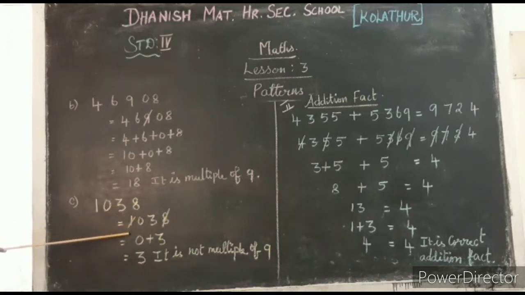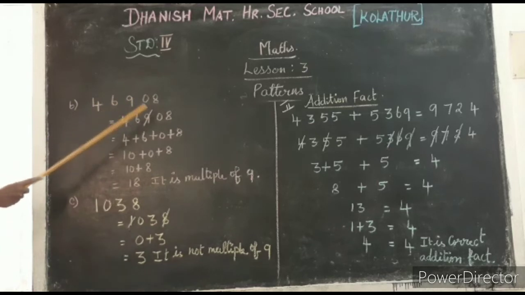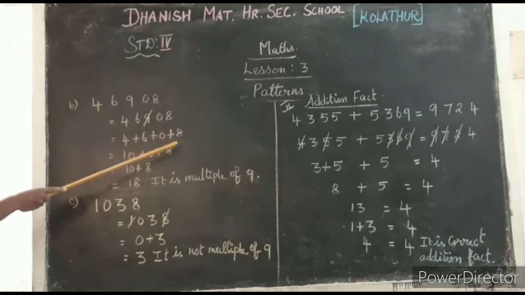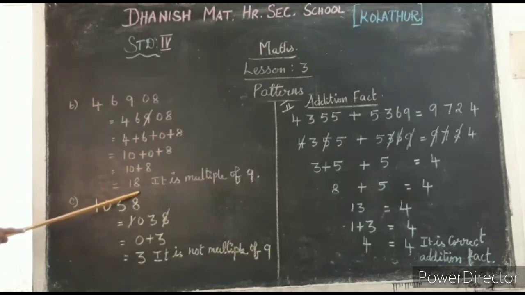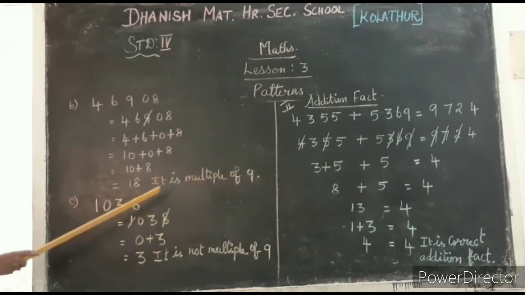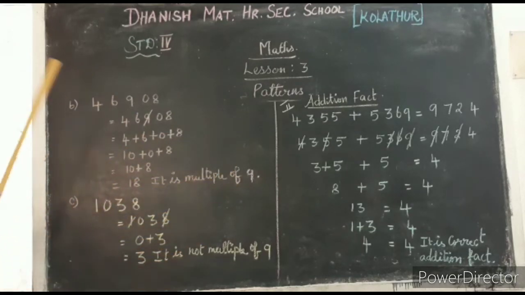So if you cut 1 and 8, the remaining numbers are what? 0 plus 3. 0 plus 3 is what? 3. So the answer is 3. Just check whether 3 will come in the 9 table. No, 3 will not come in the 9 table. So it is not a multiple of 9. So understood, children? So for multiple of 9, whatever number they gave, we have to cast out 9. Then we have to add the remaining numbers. Then if you get the answer as a multiple of 9, it is called a multiple of 9. Okay, dears?